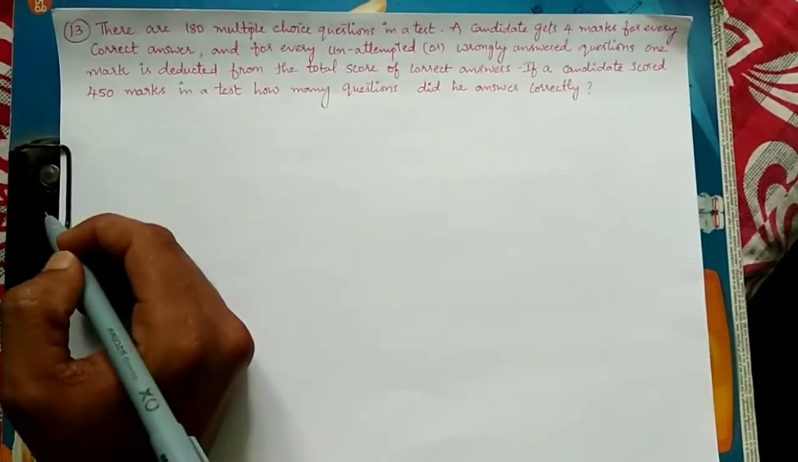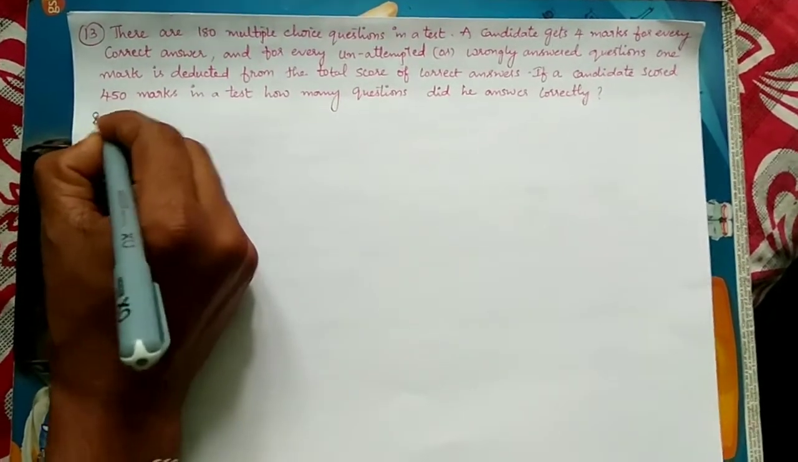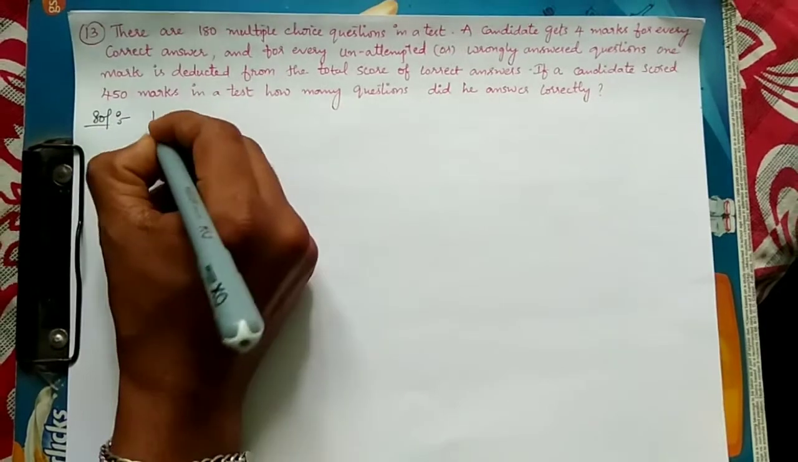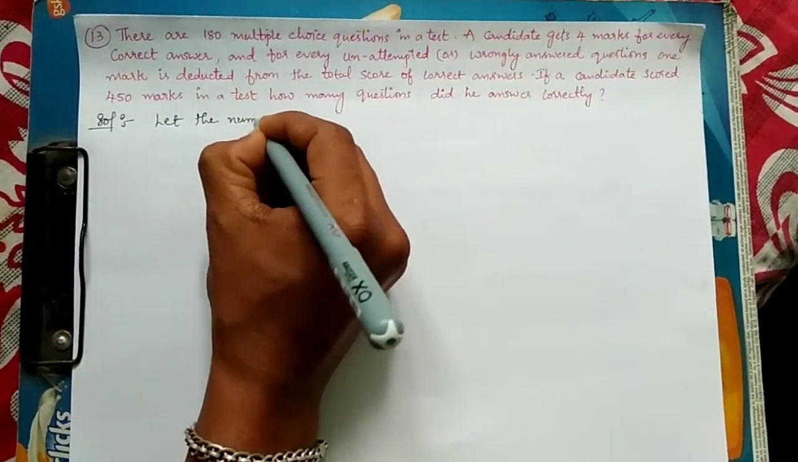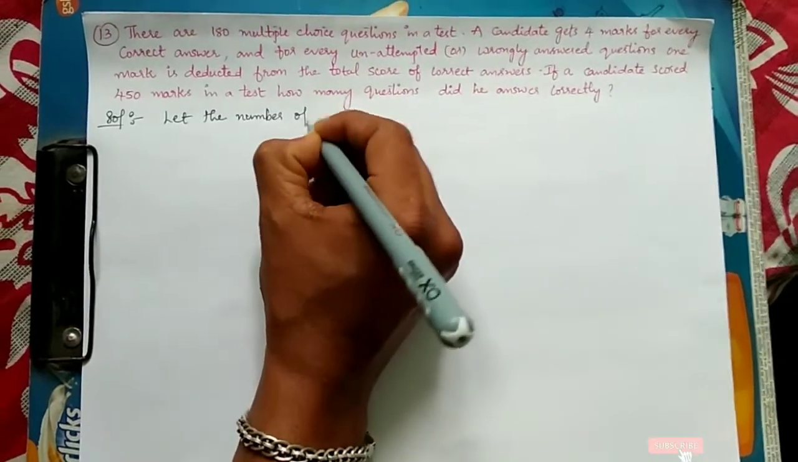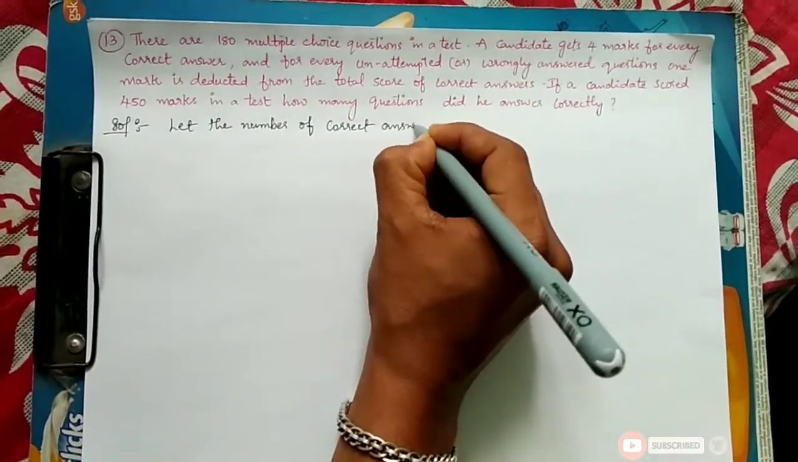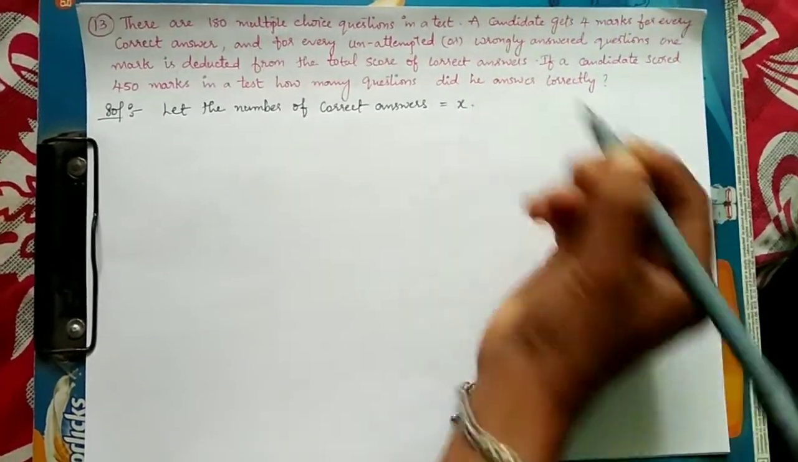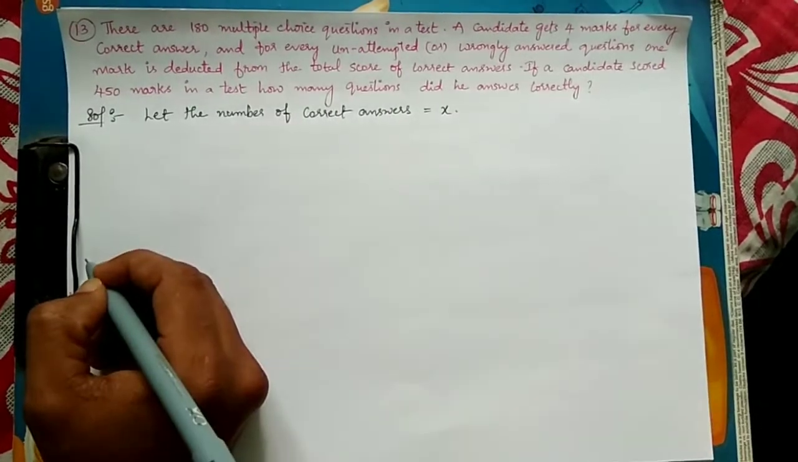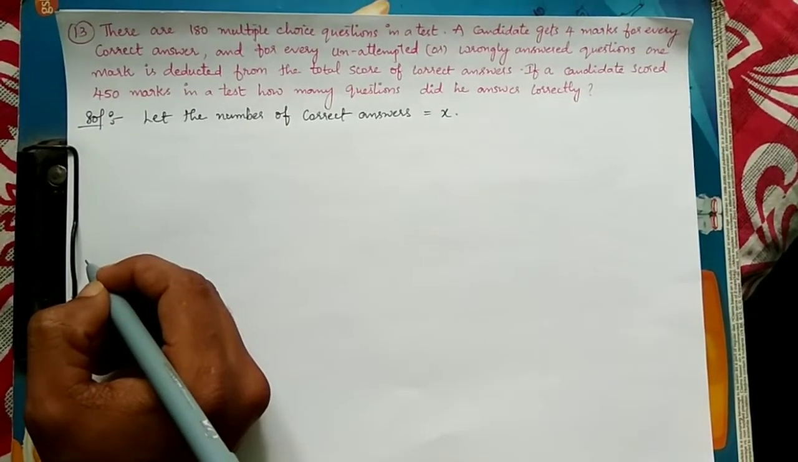So we do not know how many correct answers there are. So let us assume that the number of correct answers is equal to x. We do not know the number of correct answers, so we assume that it is x.